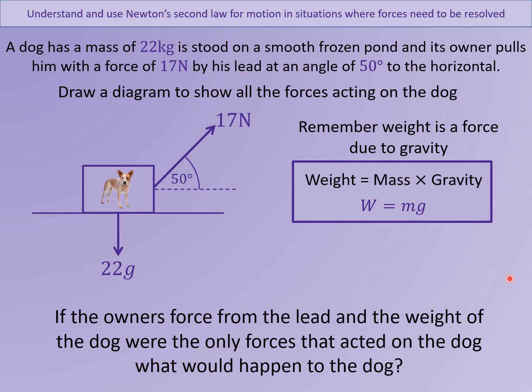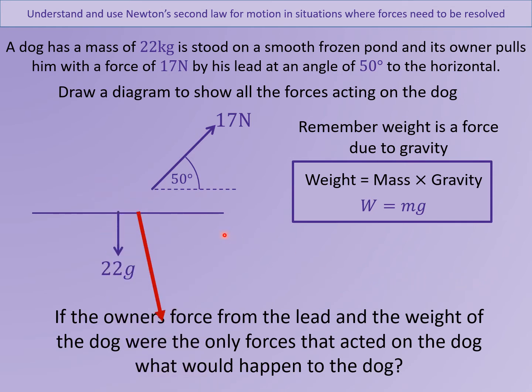Is it in equilibrium? Is it just sitting there? Well, it's not, is it? Because you've got a force pulling in this direction, which you'd expect. You'd expect the dog to be skating along this ice. We've got a bit of force going up here, 17 sine 50 pulling up. But you've got 22 G pulling down. So even if G was 1, you've still got 22 pulling down. So this dog is going to end up doing that. That's what's going to happen.